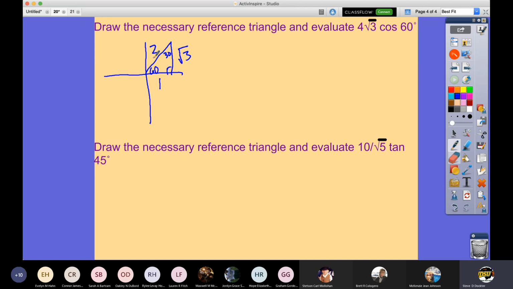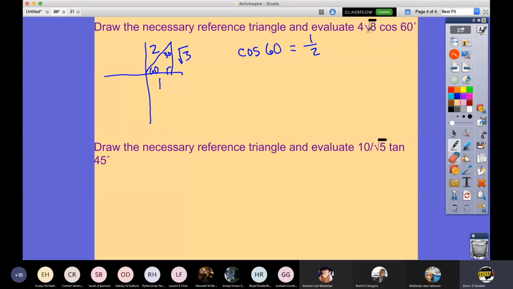Square root of 3, and then the hypotenuse is 2. All right, so now we have our triangle drawn out. We can figure out what cosine of 60 is. Cosine of 60 is adjacent over hypotenuse, so that would be 1/2.